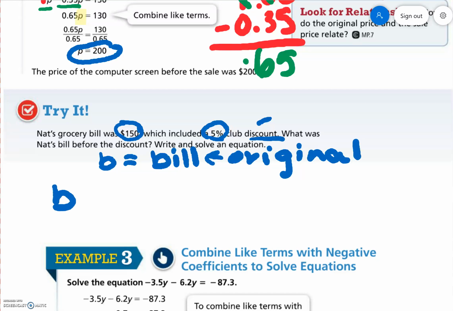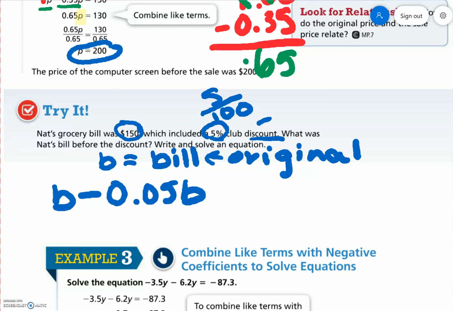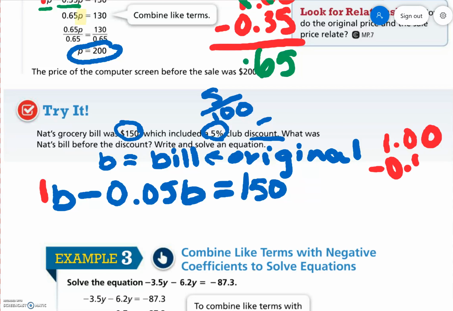So she starts with B but we are subtracting 5%. Remember, 5% we are dividing by 100 equals 0.05. We don't know what that 5% was, but it was 5% of the bill. And we know she paid $150. So again, if there's no number in front, we put a 1. Line up our decimal places. And I know this is 0.95. Think about money.